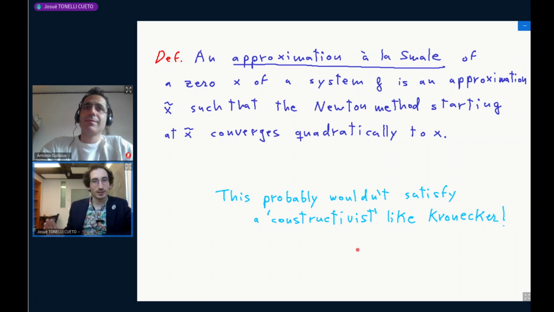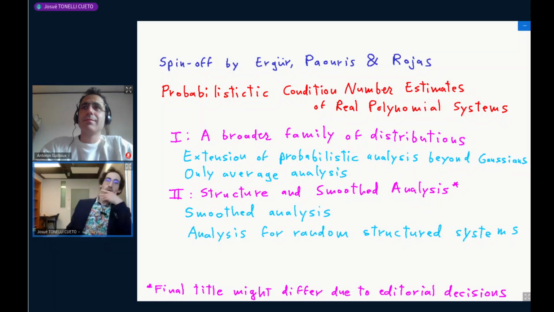At least for us, at least in numerics, this is good enough because you can never get an exact root numerically. Okay. So now going back, then we have some spin-off of this trilogy by Ergür, Paouris, and Rojas.